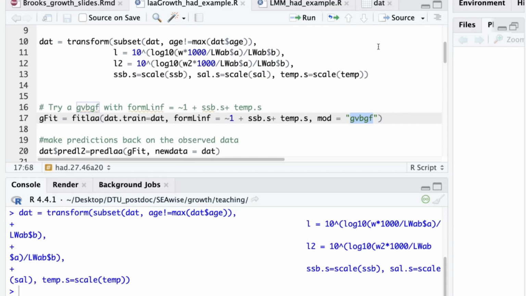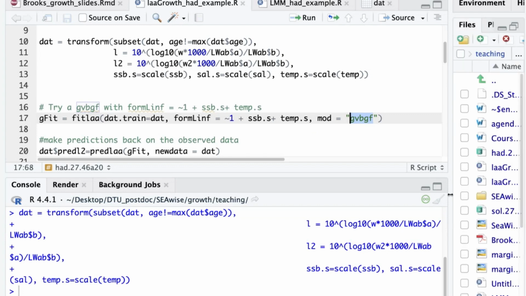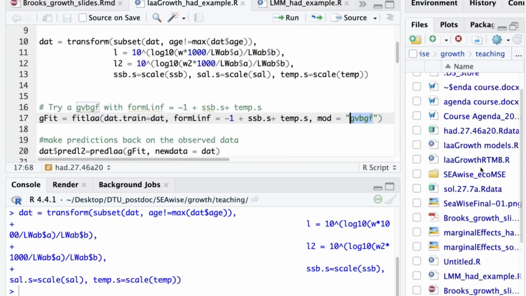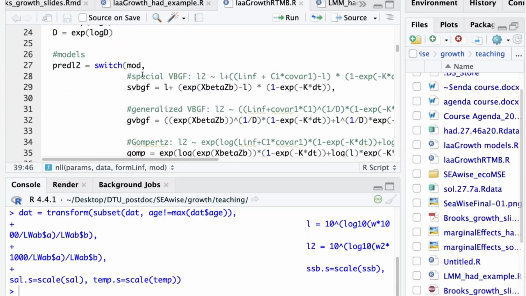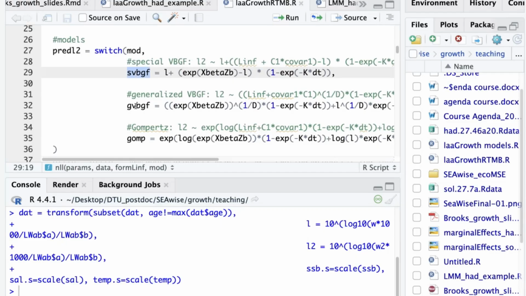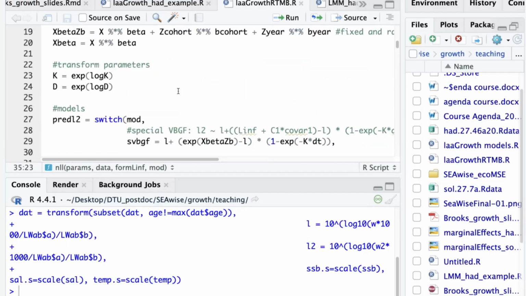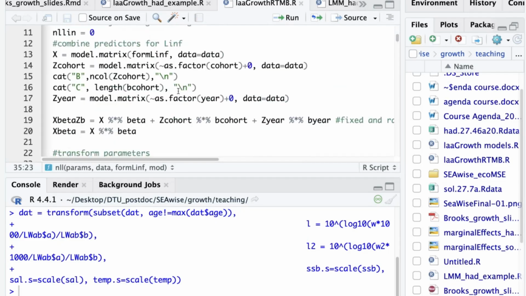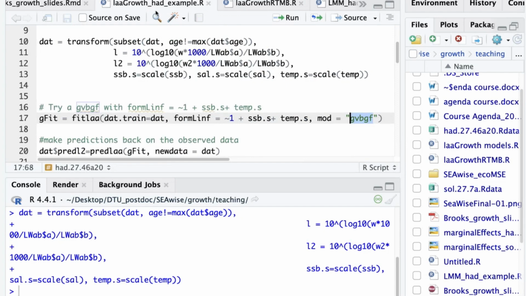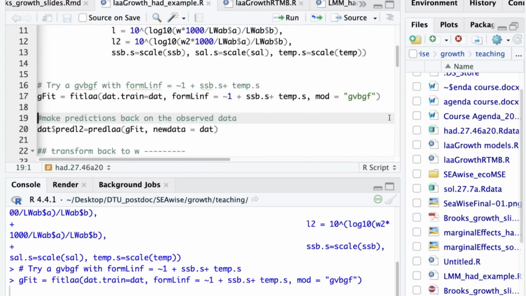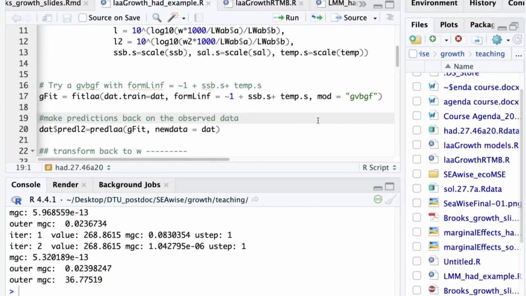I guess I could show you a little bit about this function. This function will let you use the specialized von Bertalanffy growth function, the generalized von Bertalanffy growth function, or the Gompertz. The way you specify it is with that as a string. I will put that in the documentation as soon as I can, but it's not there now. For now, we're going to fit this one. And it's pretty fast because TMB is pretty fast.